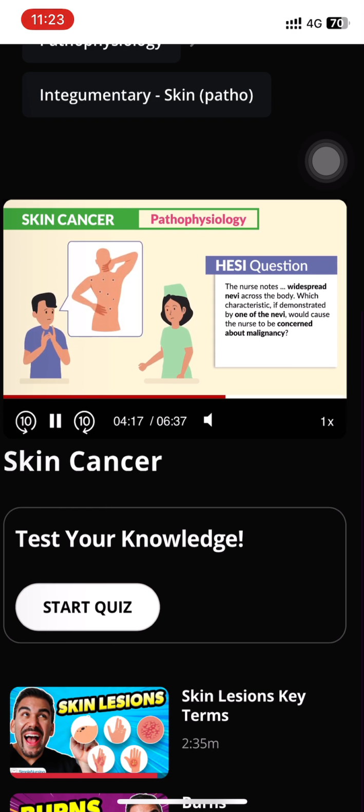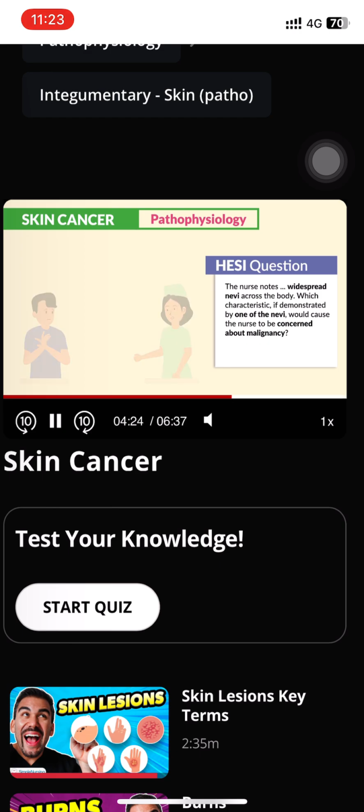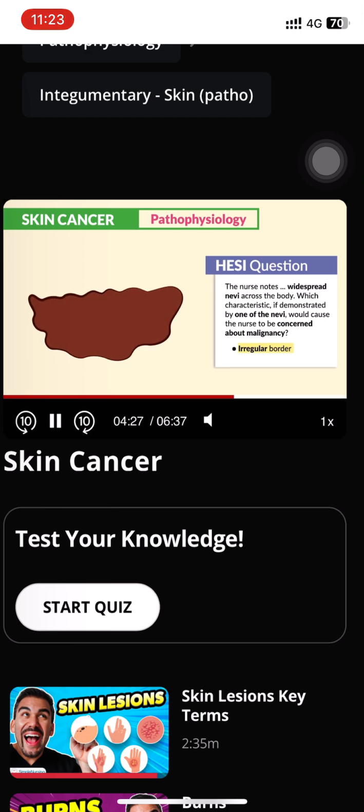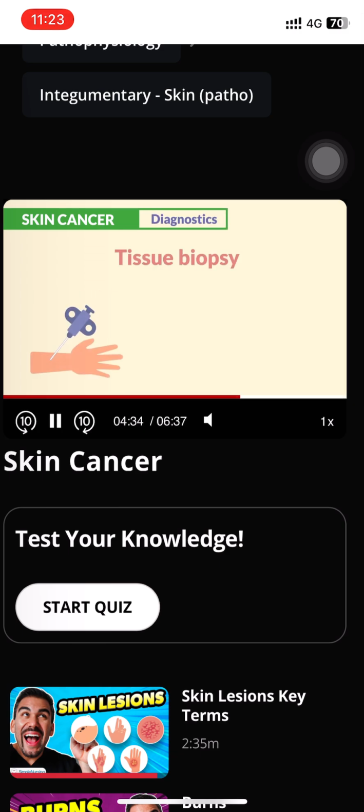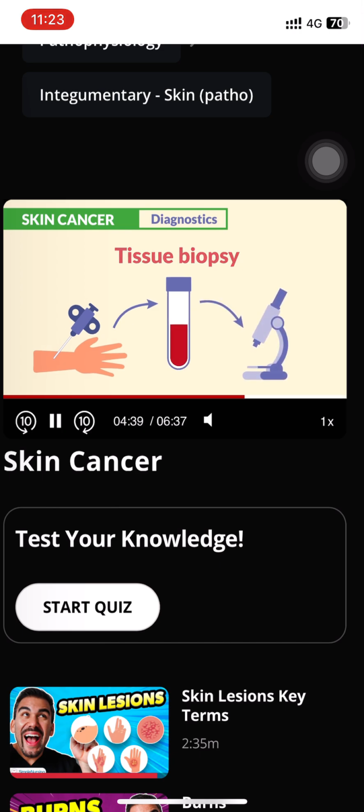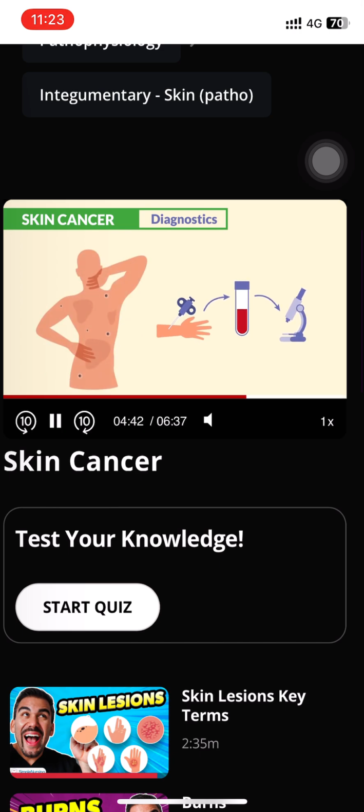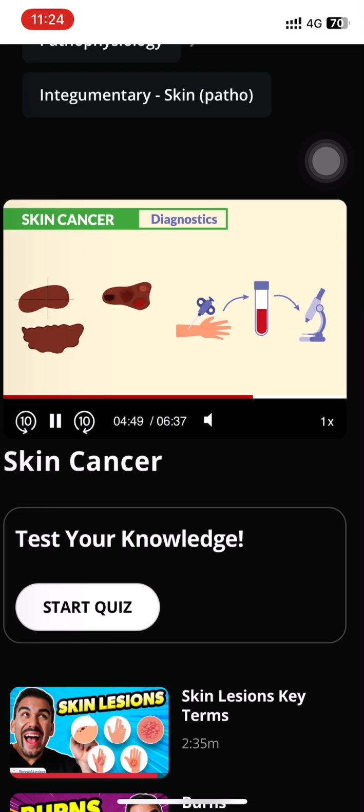Which characteristic, if demonstrated by one of the nevi, would cause the nurse to be concerned about malignancy? Irregular border. Yes, we want a round border. Anything that is irregularly shaped is bad. Now, in terms of diagnostics, a tissue biopsy is required to make a definite diagnosis of skin cancer. But again, the key term here is that all new growths and pigmentation do not need to be biopsied to rule out cancer. Only the ones that show irregular changes, as mentioned before.